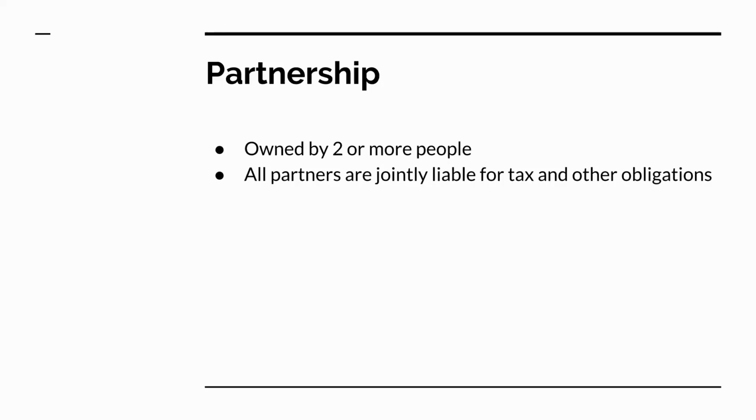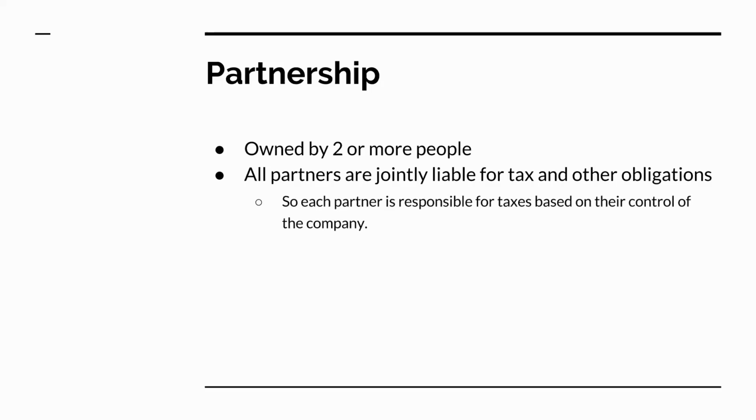In a partnership, you're jointly liable for tax and other obligations. So basically, if you went into a partnership in that same coffee shop in the previous example, and you were sued because hot coffee was spilled on somebody, both of you as the partners would be responsible for that spillage of coffee, depending on how much you own of the company. You would be responsible for that percentage of the lawsuit.